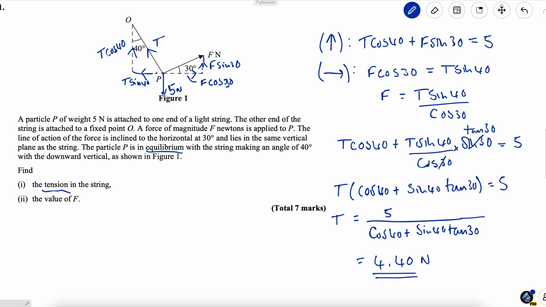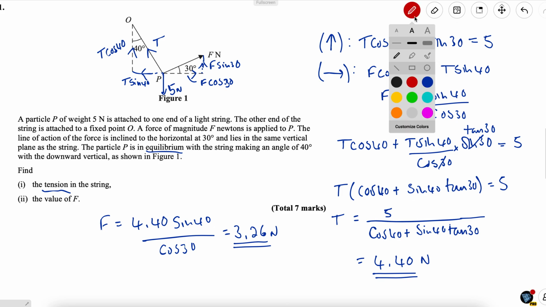For the next part, calculate the value of F. I already have an equation here for F. So F is equal to the calculated value of T, 4.40, and I've left that in the calculator using the answer memory so that I can use the unrounded version and don't lose any marks on the rounding at the end. So T sine 40 over cos 30, which equals 3.26 to three significant figures.